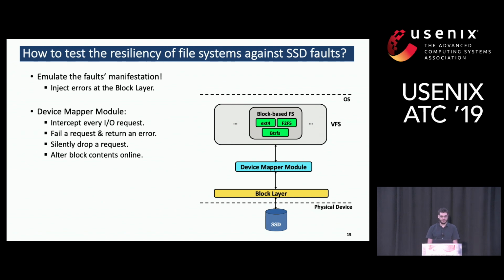In particular, the module can fail a single request and return an error to the upper layer. It can silently drop a request to the disk, or it can alter a block's contents online in order to emulate shorn writes and corruption. For every particular error that we inject, we study the file system's behavior in detail.